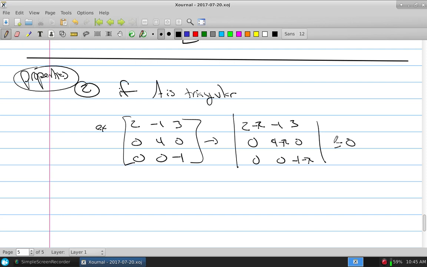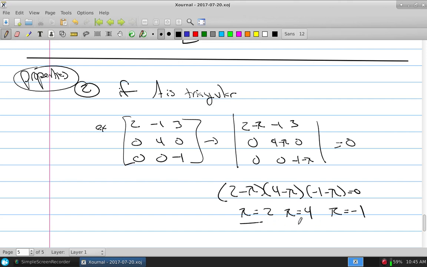What is the determinant of triangular matrices? It's the multiplication of the diagonal. In other words, what do I have? 2 minus lambda, 4 minus lambda, negative 1 minus lambda is 0. But what's lambda now? 2, 4, negative 1. Notice something? If A is triangular, I will also take advantage of this on the test. If A is triangular, then the lambda i are what?